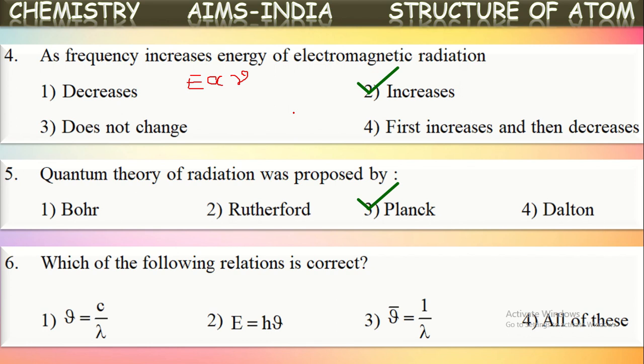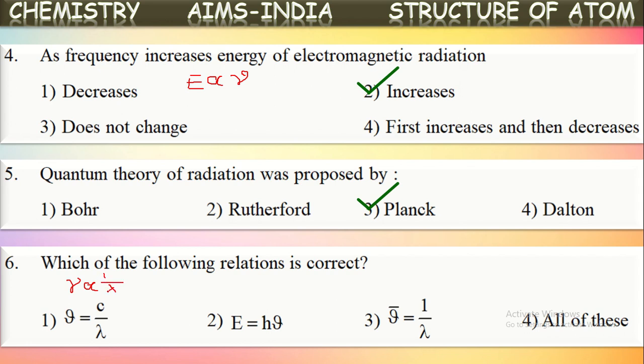Observe them. Which of those are correct? Identify here. See the first one. Nu is equal to c by lambda. We know wavelength and frequency, nu and lambda, are inversely proportional to one another. So we can write nu is directly proportional to 1 by lambda, or nu is inversely proportional to lambda.